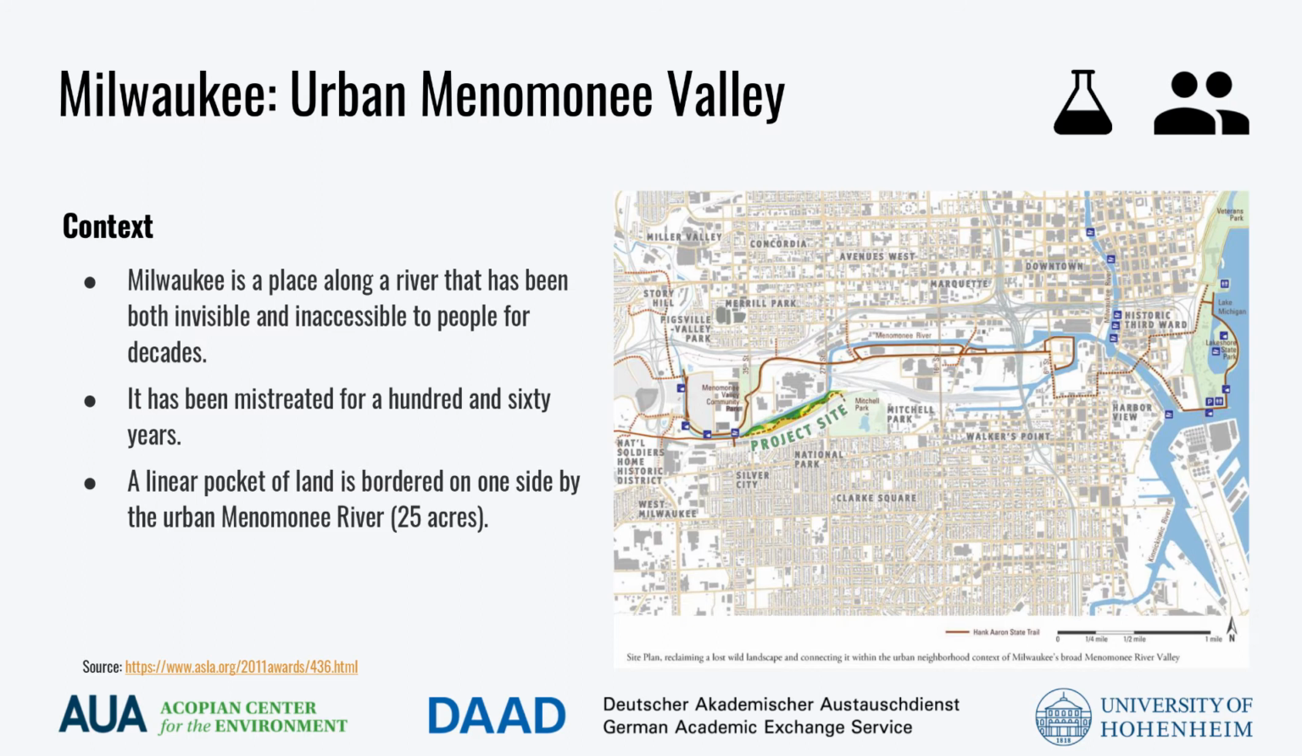A linear pocket of 25 acres of land bordering on one side of the urban Menominee River was its last natural stretch before confinement downstream by sheet pile walls, and on the other side by the railroad. Spotting a need for strengthening both urban and ecological qualities of the landscape, the Redevelopment Authority of the City of Milwaukee decided to create a restoration plan.